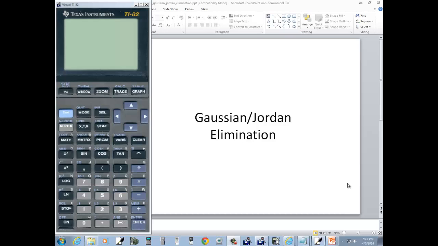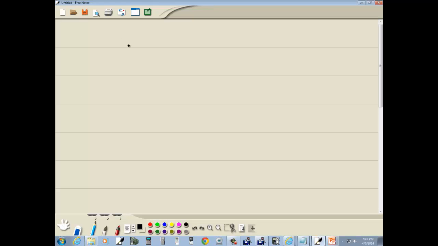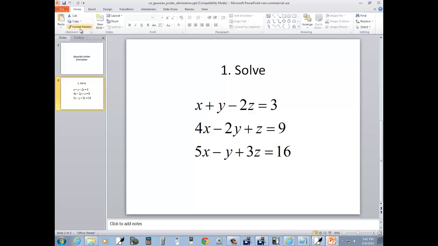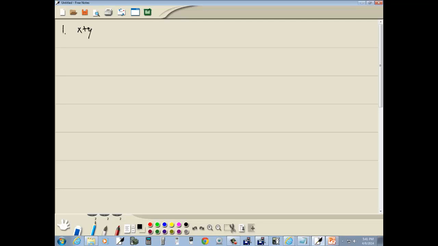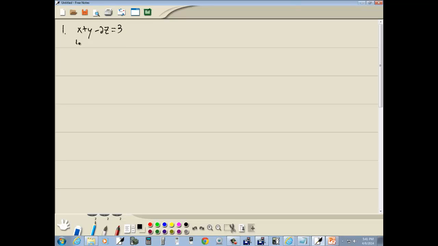Let's take a look at Gauss-Jordan elimination on a TI-82 calculator. Let's take a look at this problem. We've got x plus y minus 2z is equal to 3, and 4x minus 2y plus z is equal to 9, and 5x minus y plus 3z is equal to 16.